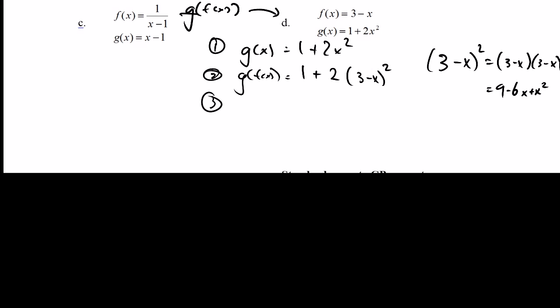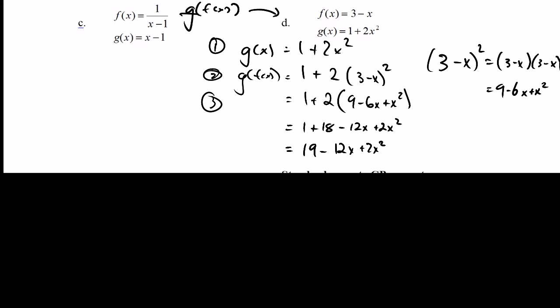And then if we bring that back, we're going to get 1 plus 2 times our (9 minus 6x plus x squared) is equal to 1 plus 18 minus 12x plus 2x squared. We combine like terms: 19 minus 12x plus 2x is equal to our g of f of x. And that's it. We're done.